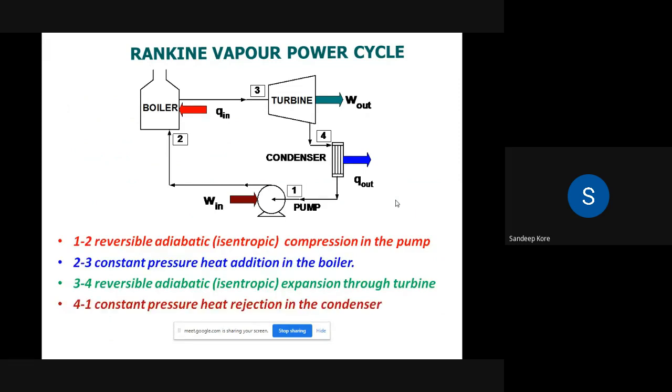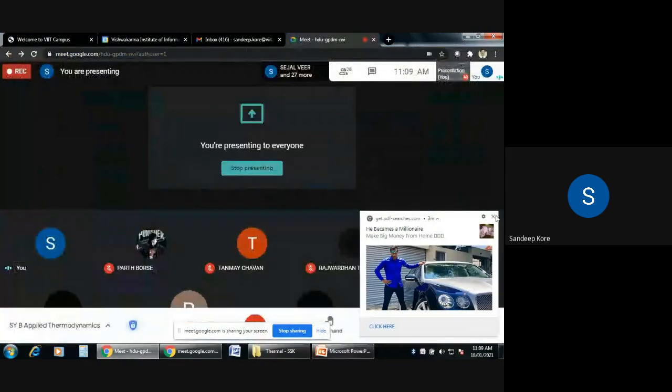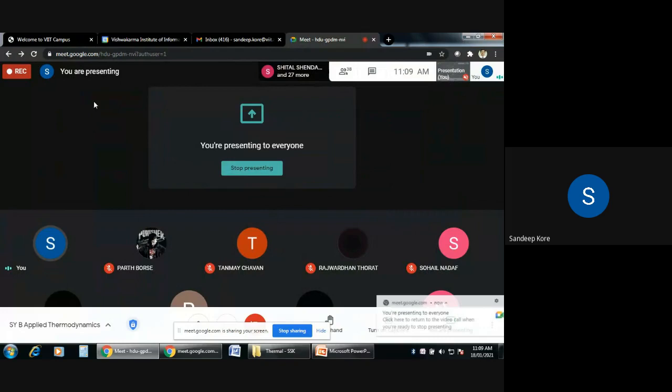There are 4 processes involved in this vapor power cycle. First one is reversible adiabatic or isentropic compression by pump. Then 2 to 3 is constant pressure heat addition in boiler. 3 to 4 is reversible adiabatic or isentropic expansion through turbine. And 4 to 1 is constant pressure heat rejection in condenser. These are the 4 processes involved in the Rankine cycle. We'll see more details about this cycle in the next lecture.